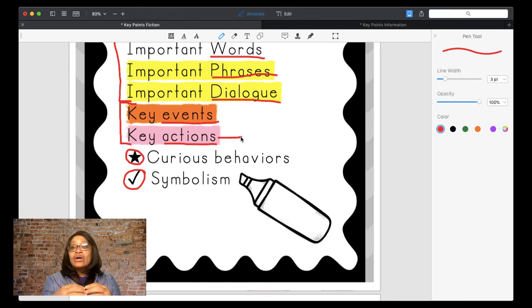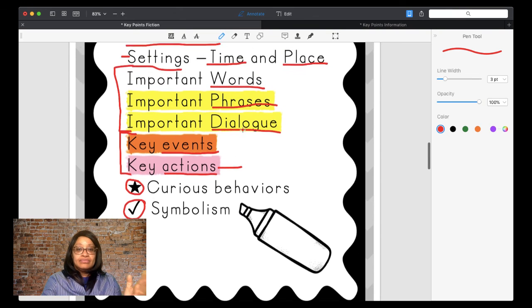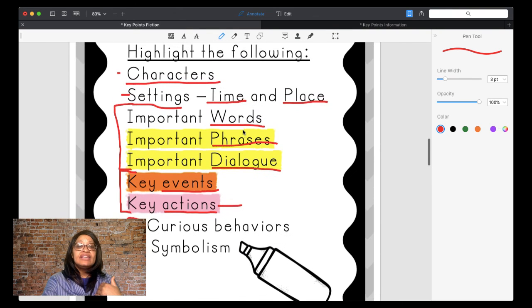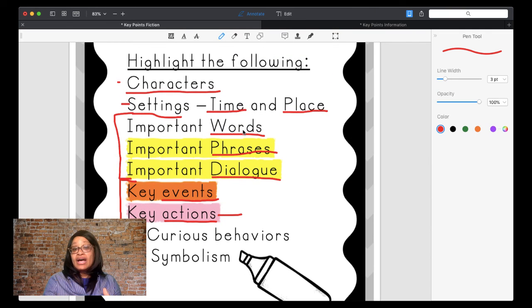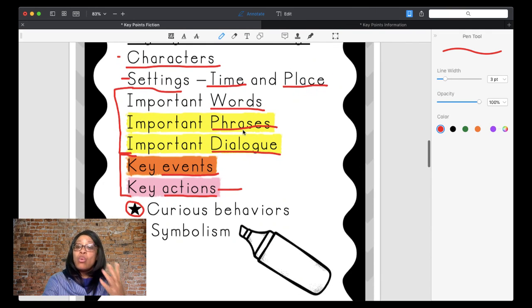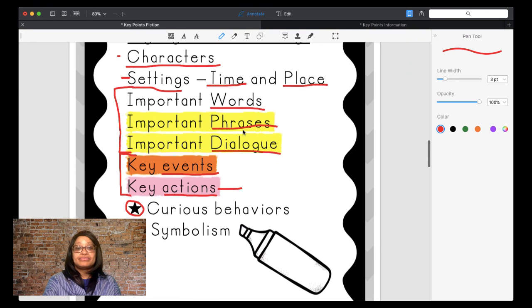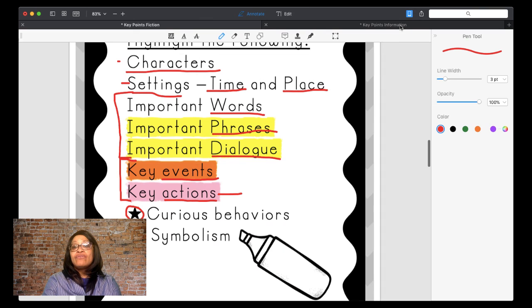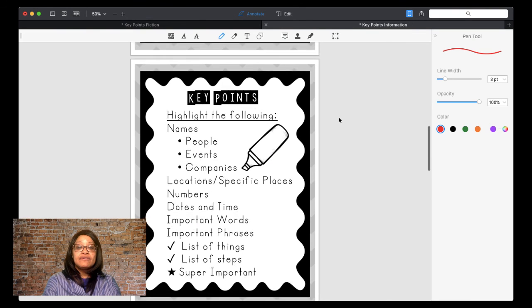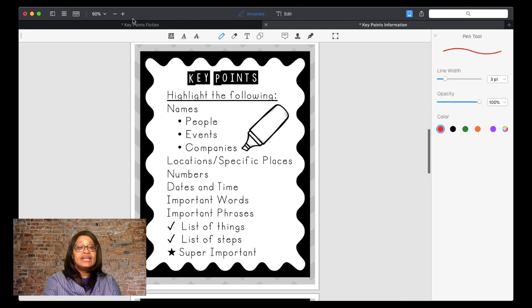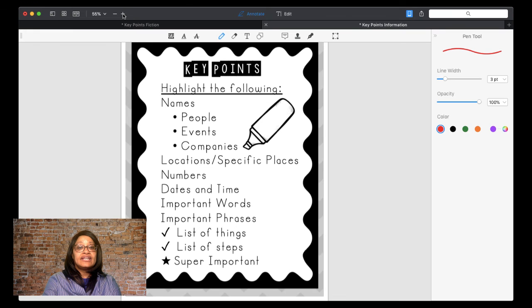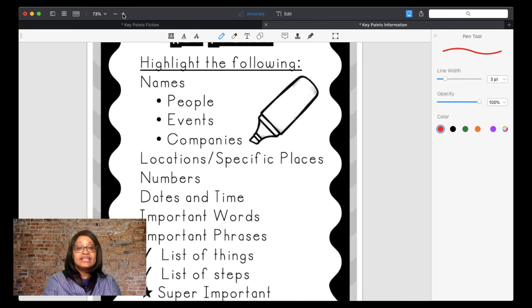And so we see that having kids really think about these pieces really helps them. And they know what to look for as they're doing a text analysis, what to highlight. Now for information is similar. And so here, if we look at information, let me zoom it in.